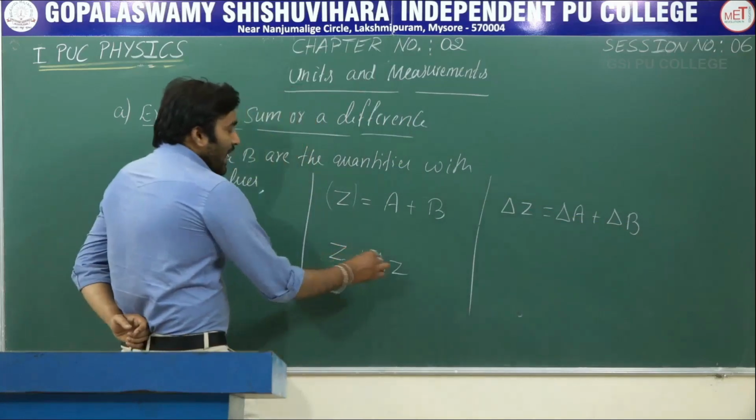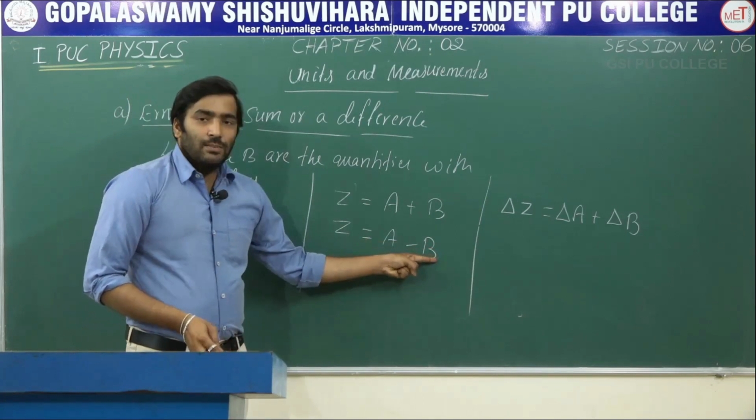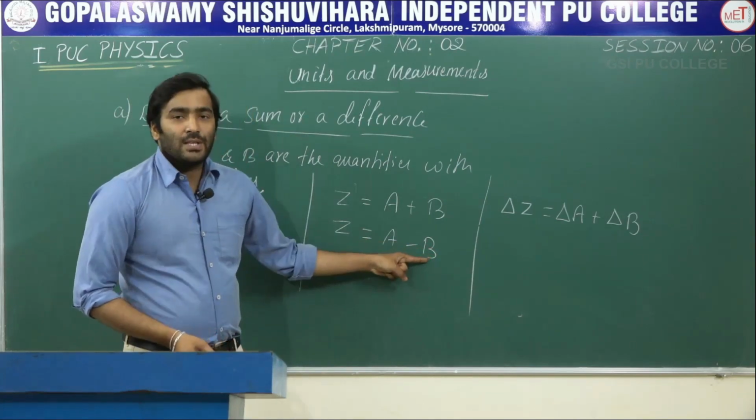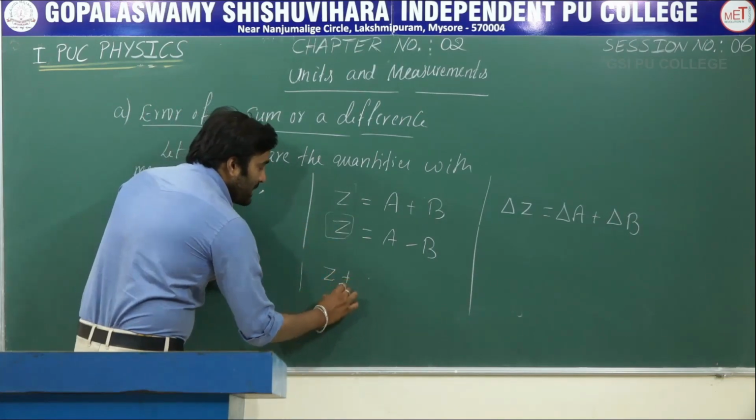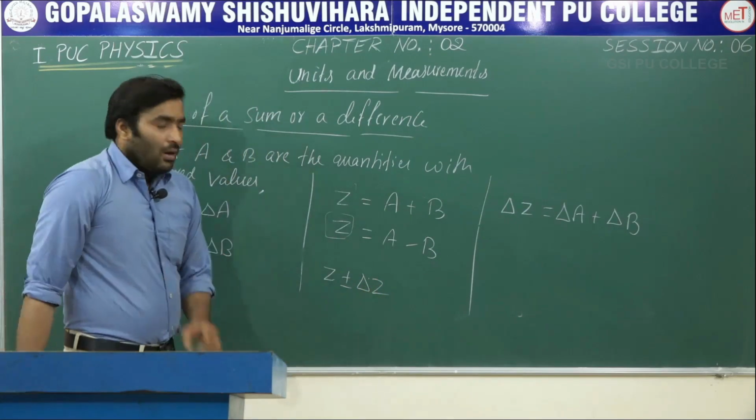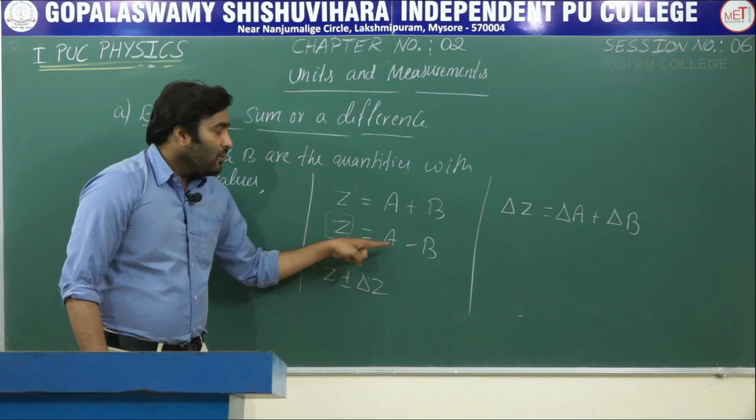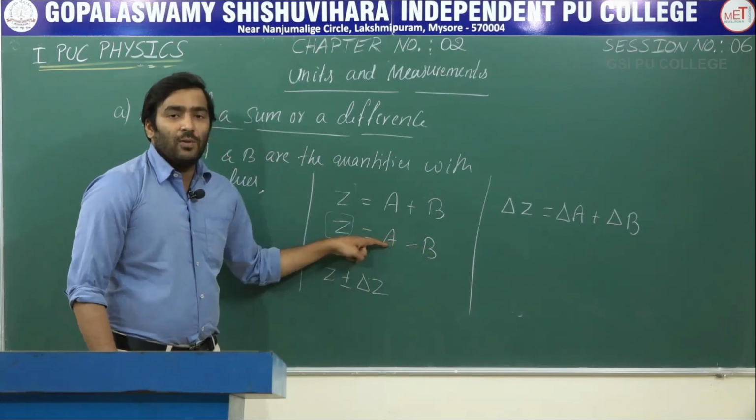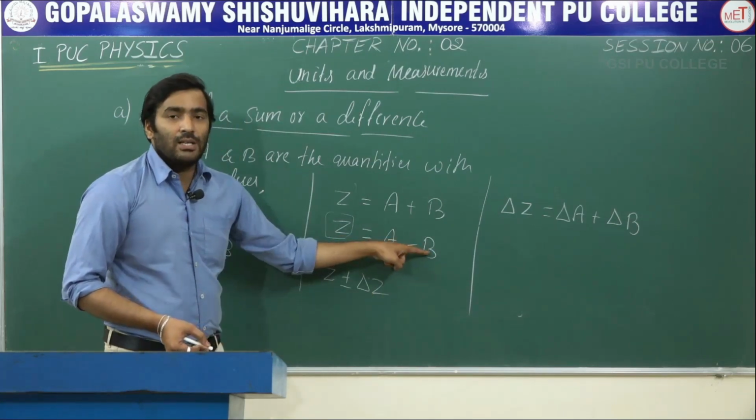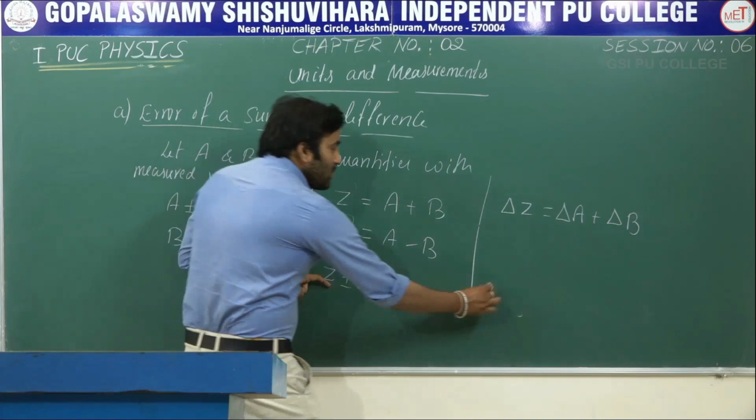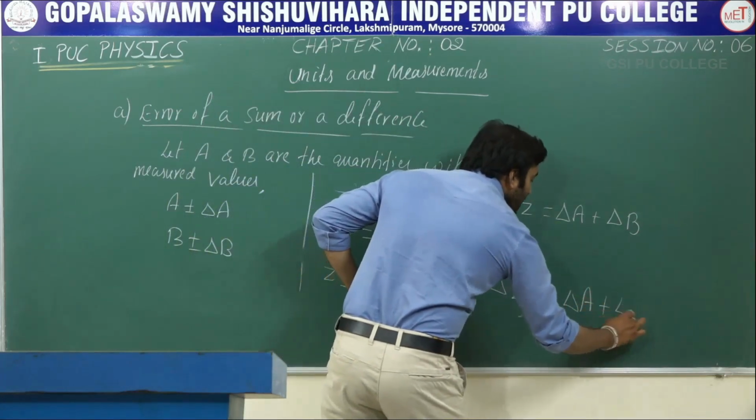Now what happens if I have an equation like Z is equal to A minus B? If the equation is like this, we are subtracting the two physical quantities. Again this final result Z is expressed as Z plus or minus delta Z. This delta Z is the total error when we are subtracting these two physical quantities. Again, what happens to this delta Z? Delta Z is equal to delta A plus delta B.